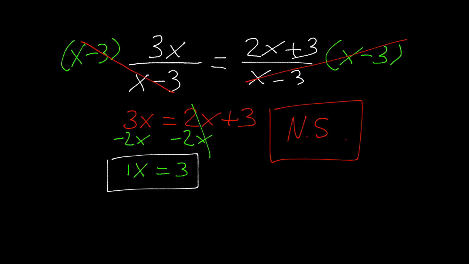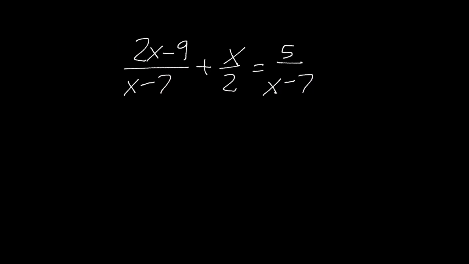We didn't do anything that we didn't do in part 1. We got the variables out of the denominator and then got the variable alone, but the solution we came up with didn't work. So let's try a second example now. Alright, here's our second example. It looks a little trickier. We've got 2x minus 9 over x minus 7 plus x over 2 equals 5 over x minus 7.